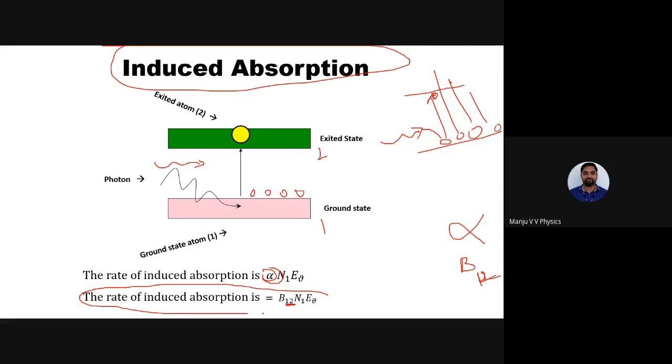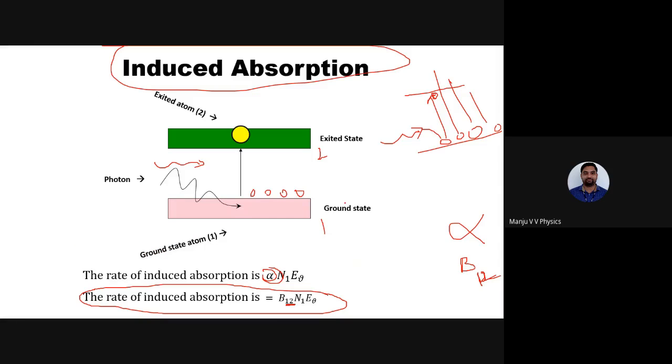Remember this, because in order to derive, there are A and B. In the next equation I will be calling A, and here I call B. A and B are called Einstein A and B coefficients. This is the Einstein B coefficient. If I call it A, that is called the Einstein A coefficient.